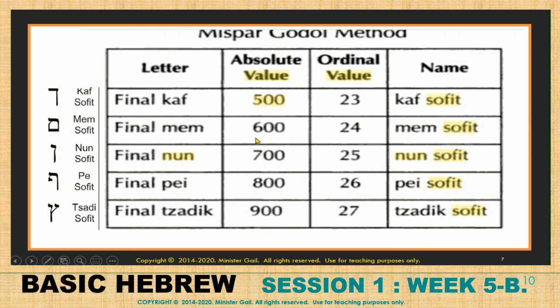So here's the numeric value assigned to the final or sofit letters. The K has a value of 500. The M has a value of 600. The N has a value of 700. The P, or PH or F, has a value of 800. Tsadi, TS or TZ, has a value of 900, because the Aleph has a value of 1 or 1,000.